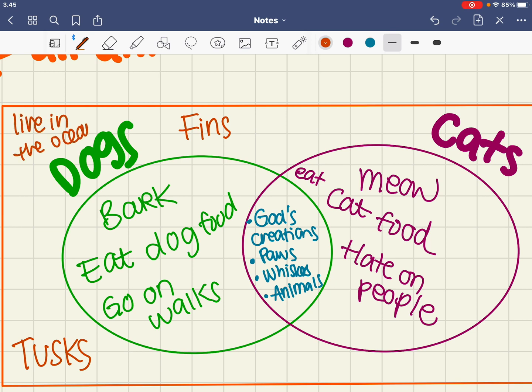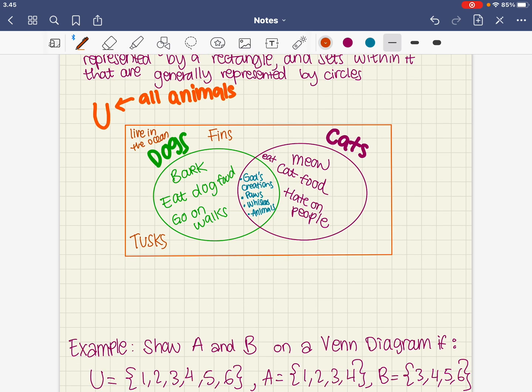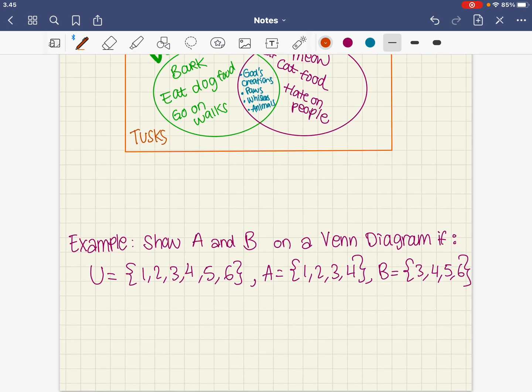So do you get the point? Outside of those circles, but within this rectangle or universal set, those are the characteristics that animals in general may have, like different animals, but neither dogs nor cats do that or have that. So that's how Venn diagrams work.